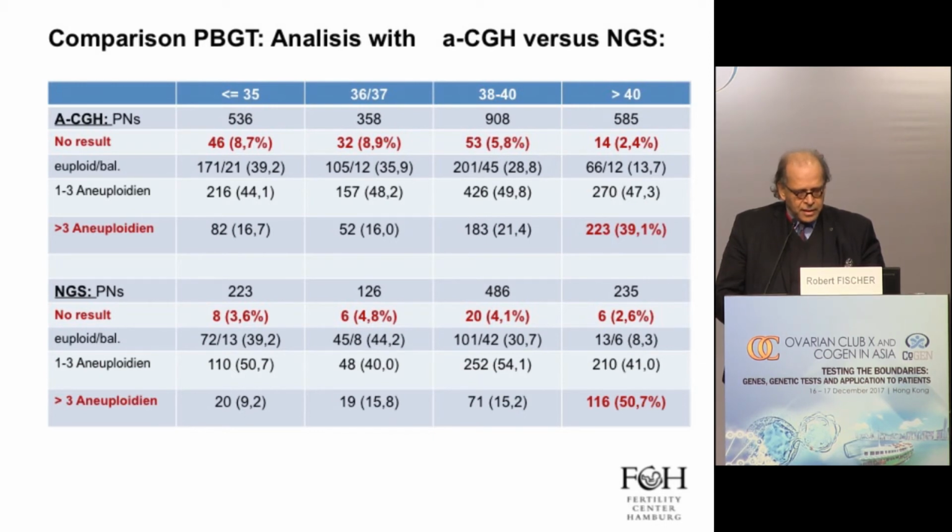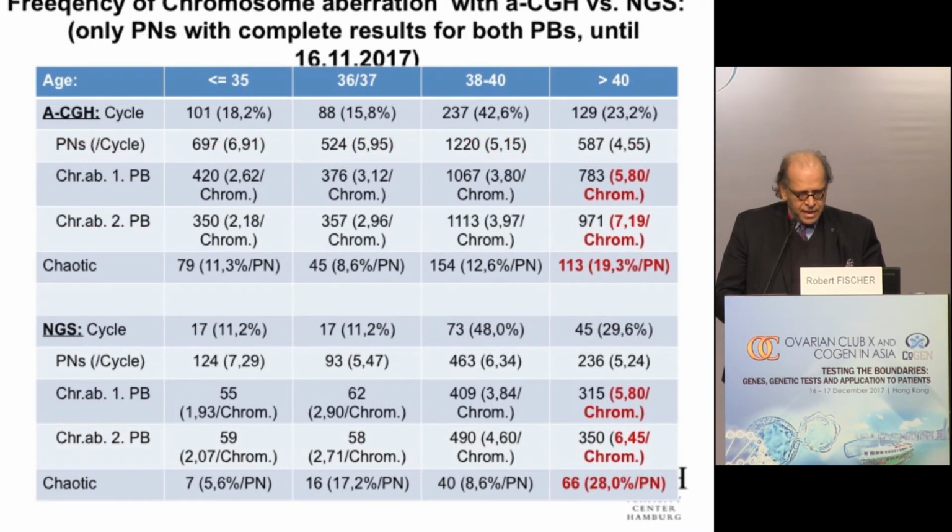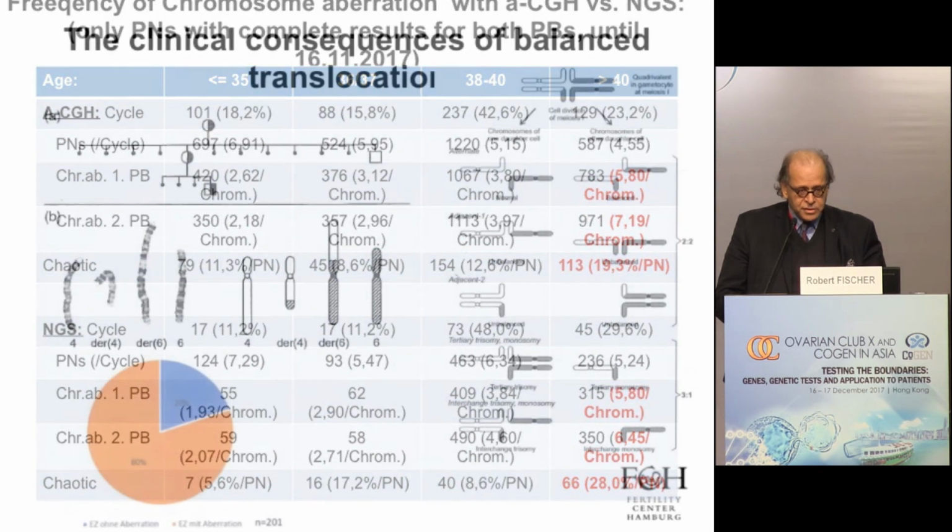And here you can see again, I've just highlighted it because it's nice. These are complex aneuploidy, and you see that complex aneuploidy is very specific to advanced maternal age. And the same happens if you look at the first and the second polar body in advanced maternal age, and it is more accentuated in the NGS. You will have a complex aneuploidy and chaotic situation.